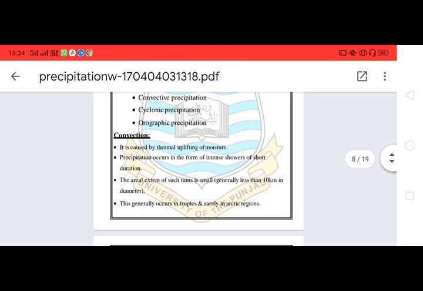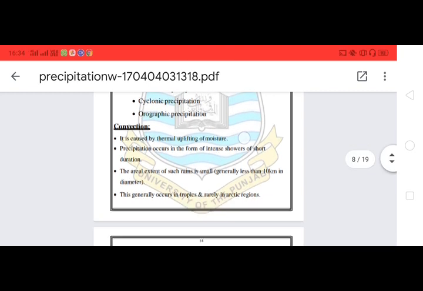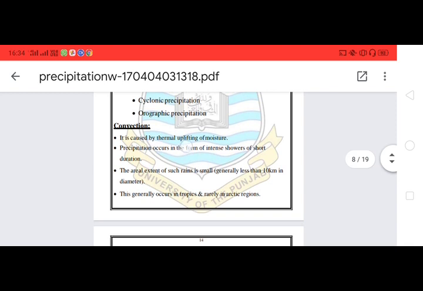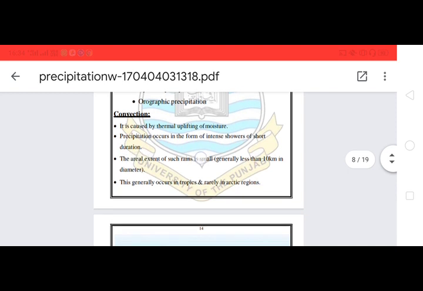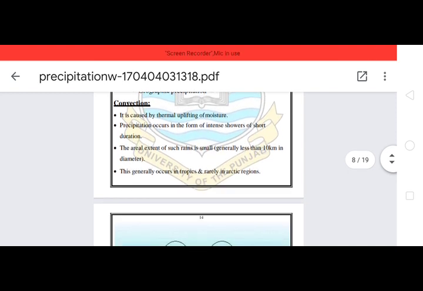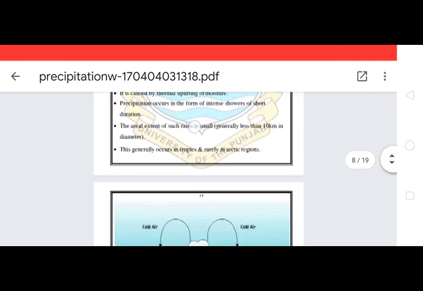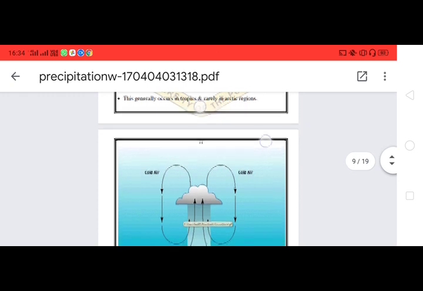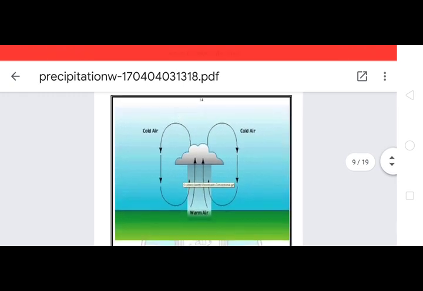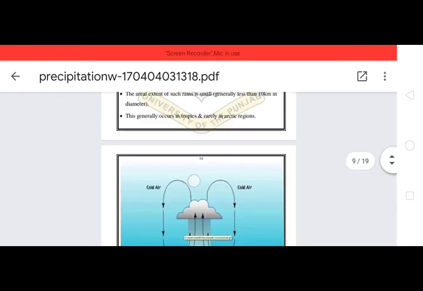What is convection? Let's discuss it. It is caused by thermal uplifting of moisture. Precipitation occurs in the form of intense showers of short duration. The aerial extent of such rain is small, generally less than 10 km in diameter. This generally occurs in the tropics or rarely in the Arctic region. As you can see, the whole mechanism of convection.